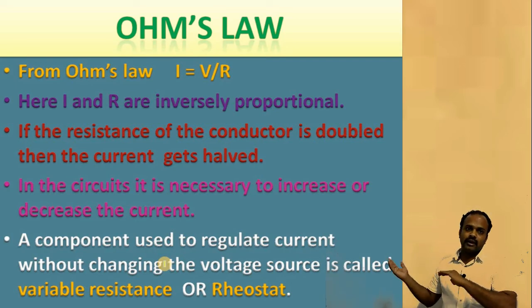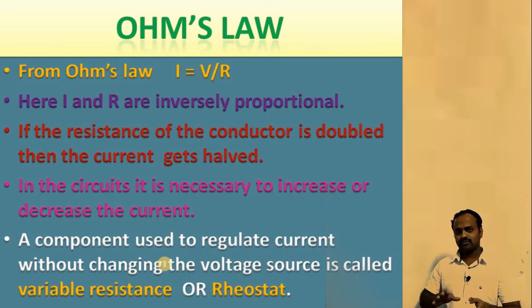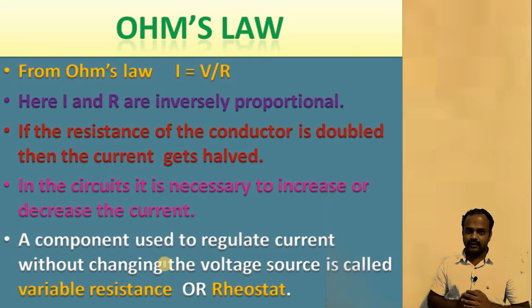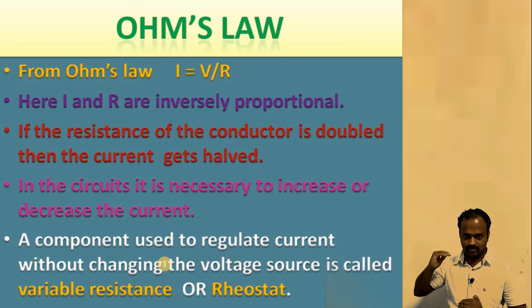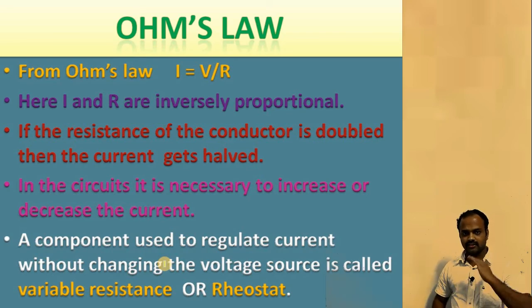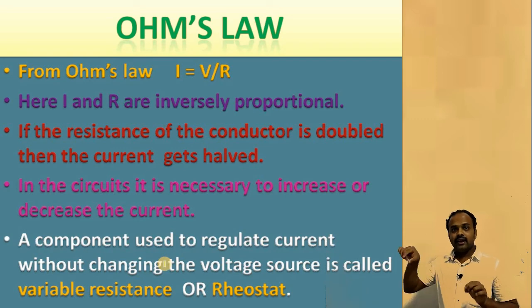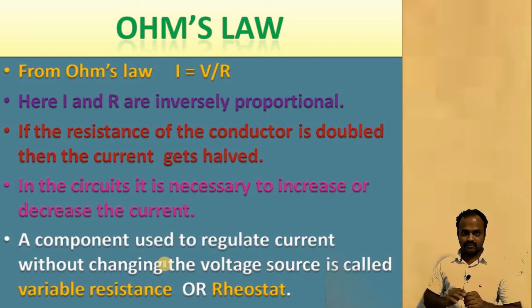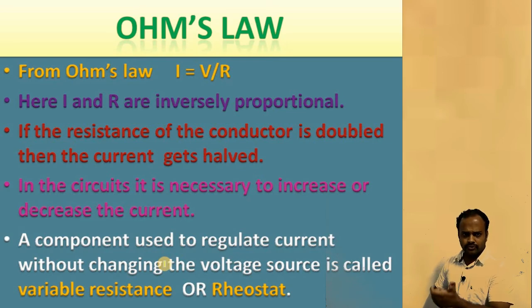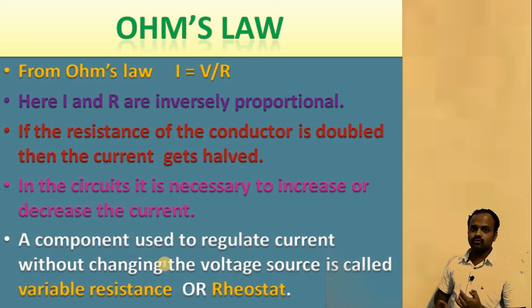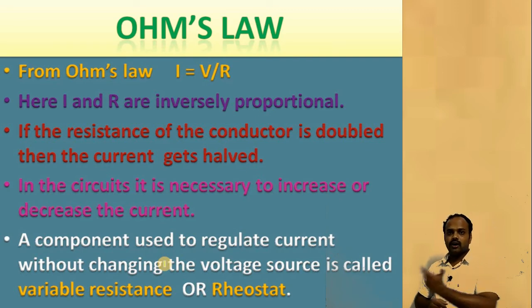In various circuit experiments, it is necessary to increase or decrease the current. Current and R are inversely proportional. If the R of the conductor increases, current decreases. If R of the conductor decreases, current increases. A component used to regulate current without changing the voltage source is called variable resistance or rheostat.